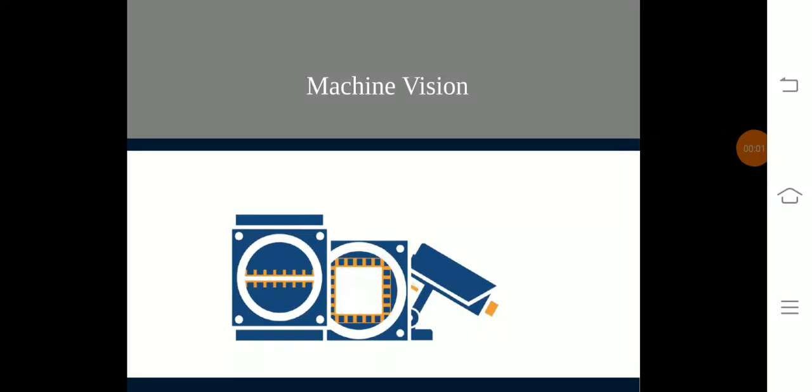Good morning to all. Today we are going to discuss the topic of machine vision systems. Machine vision systems play a vital role in modern automation, enabling machines to see and interact with the environment. It is used in industries.